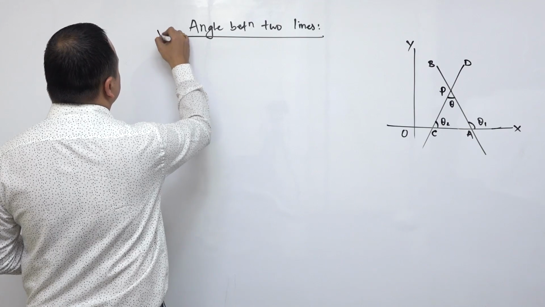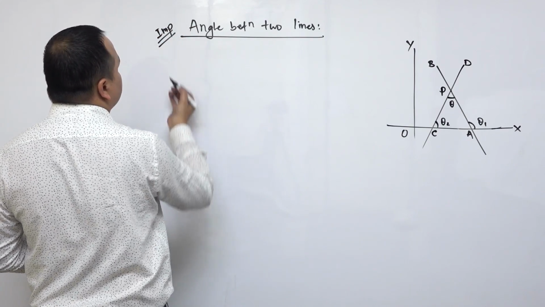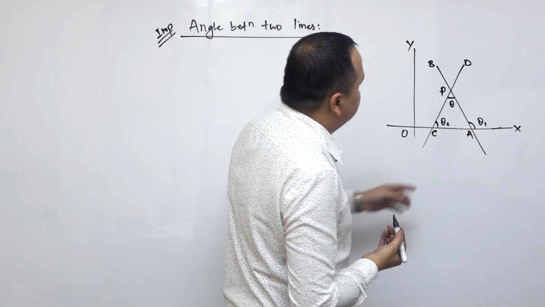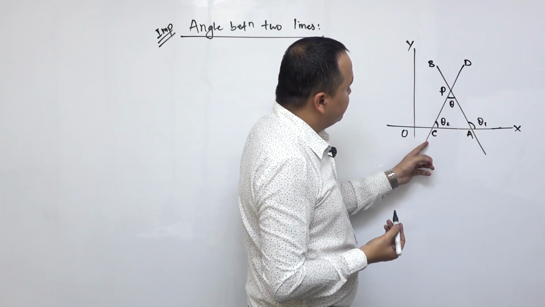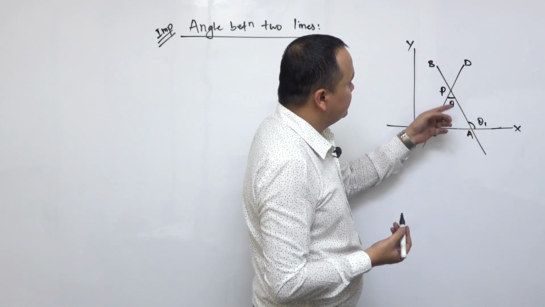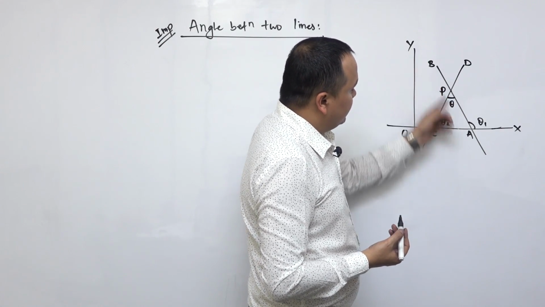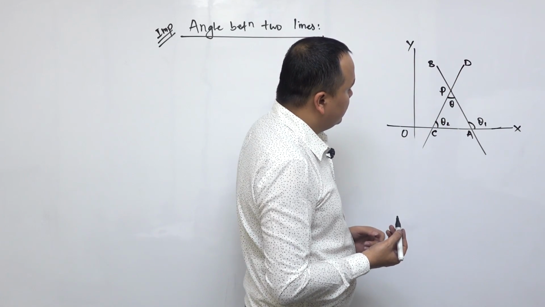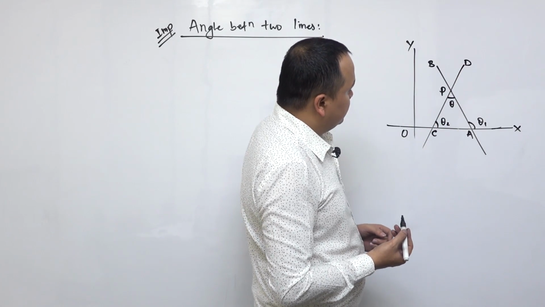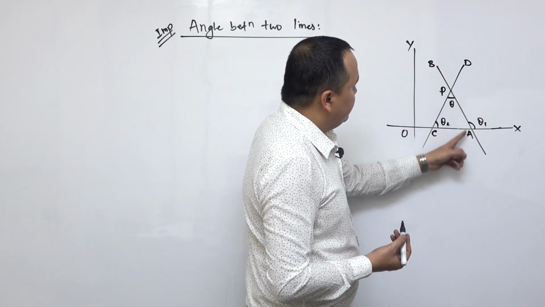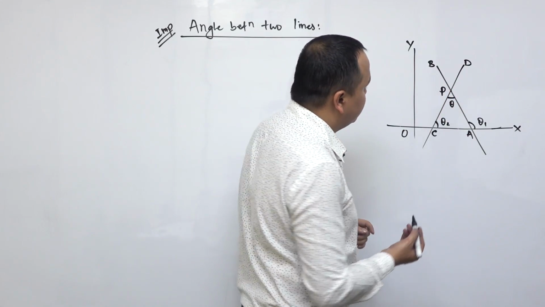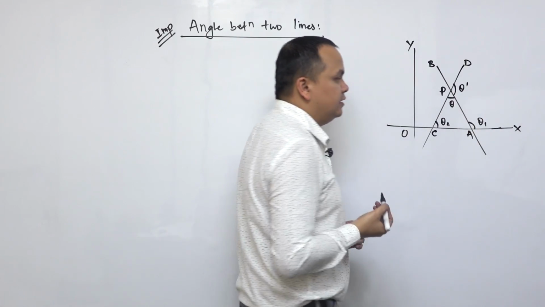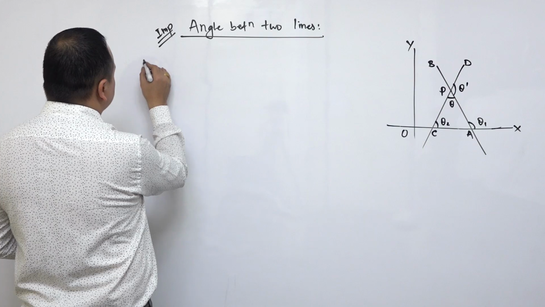This is a very important theorem for class 11. Angle between two lines. Let two lines AB and CD intersect at P. AB makes an angle theta 1 and CD makes an angle theta 2 with the x-axis, and angle APC is theta and angle APD is theta dash.